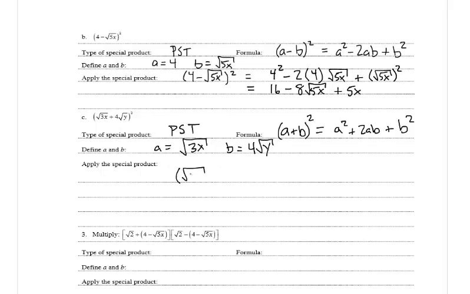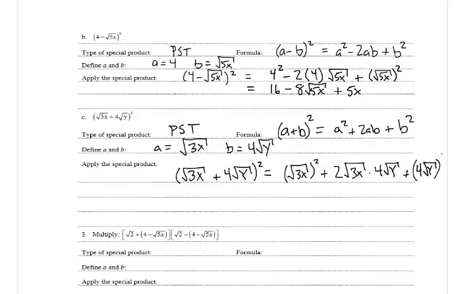And now it wants us to apply the special rule. So the square root of 3x plus 4 square root of y, squared, is equal to the square root of 3x squared plus 2 times A, which is the square root of 3x, times 4 square root of y, plus 4 square root of y squared.